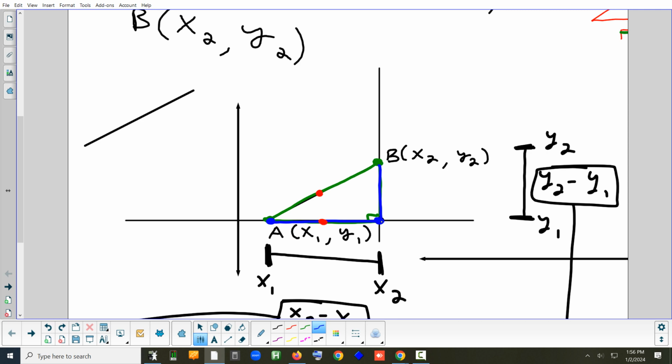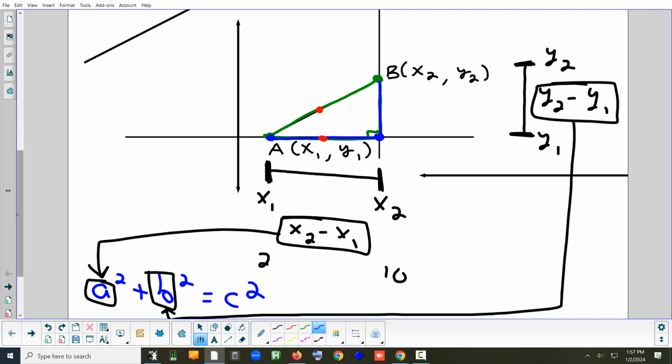Add them together and divide by 2, right? So if this one starts at 2 and it ends at 10, what's exactly in the middle? 6. 2 plus 10 is 12, and then divide by 2, you get 6.